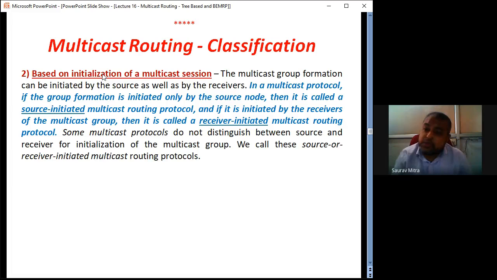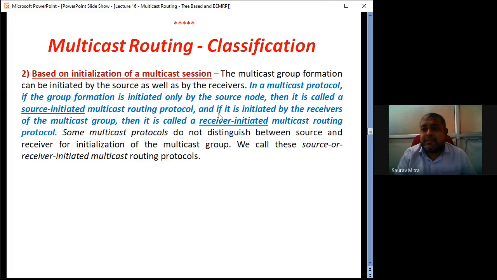Sometimes the source will initiate that. It is called source initiated multicast routing protocol, and sometimes the receiver, wherever the data is being sent, will start the routing protocol. That is called receiver initiated multicast routing protocol. Some multicast protocols do not distinguish between source and receiver for initialization. We call this source or receiver initiated multicast routing protocol. So we have found three types.